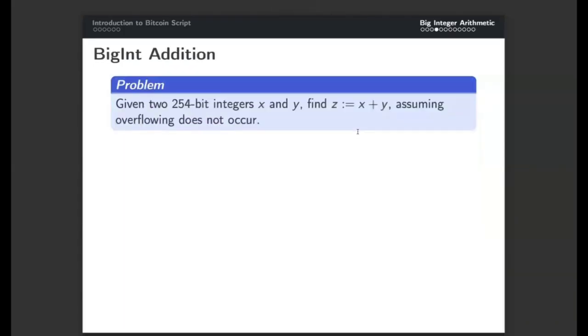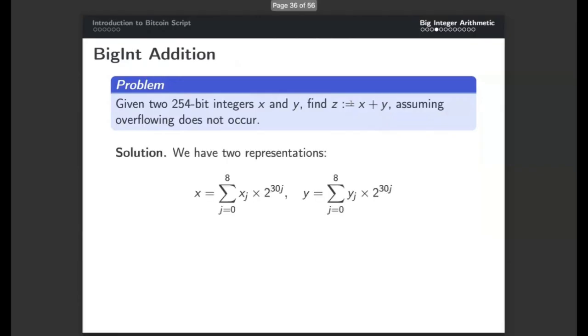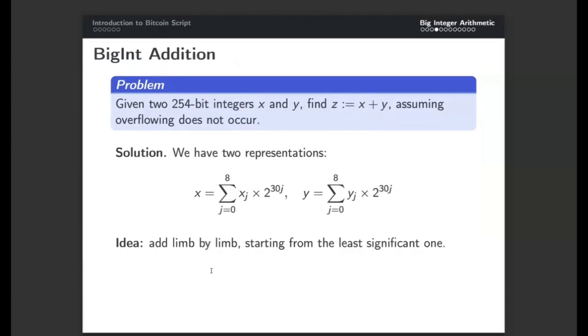Good, so now as a warm-up, let's implement some Bitcoin script to add two 254-bit integers specifically. And let's assume for a moment that no overflowing occurs. So again, our solution is just to split first the integers into 30-bit limbs. And then, as in computers and how it is typically implemented in hardware systems, you just add limb by limb, starting from the least significant one.